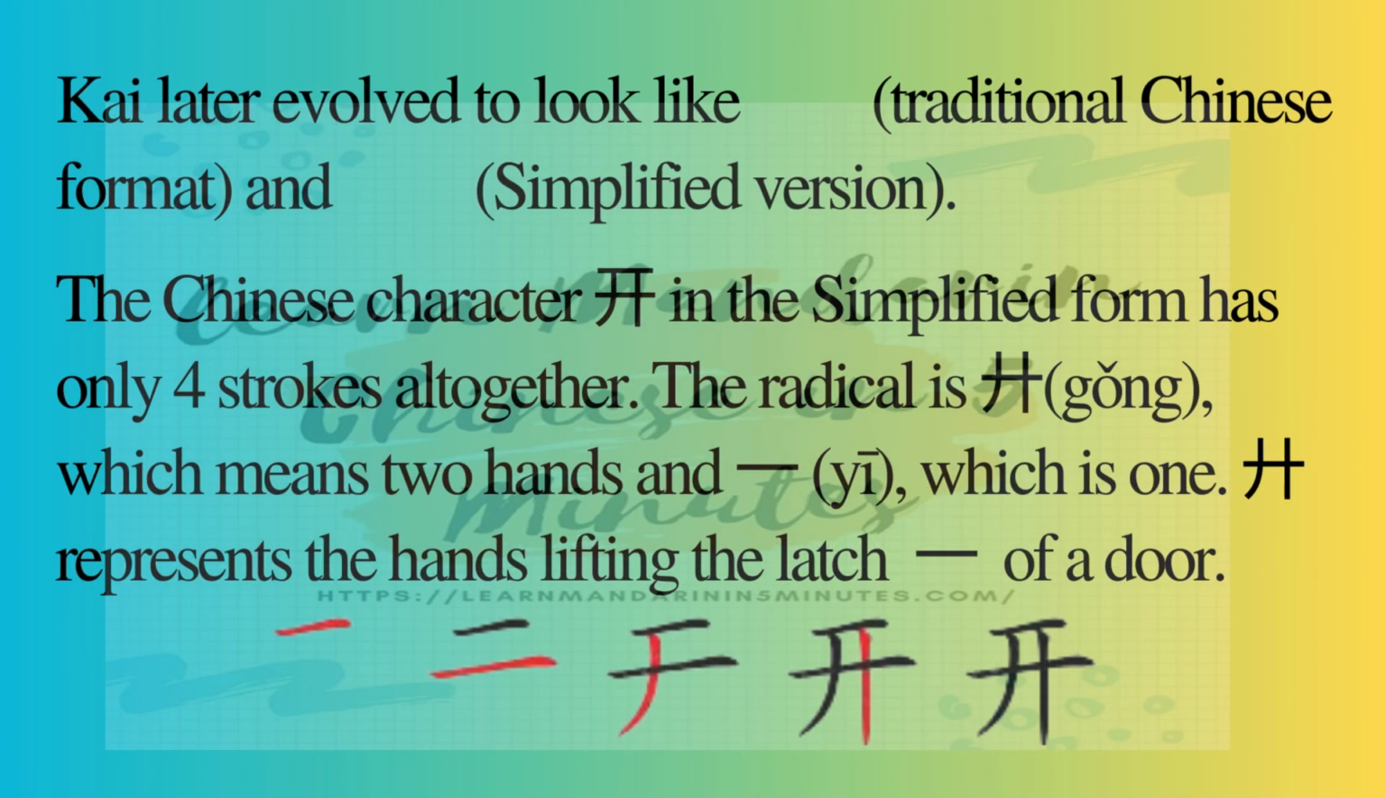Kai later evolved to look like this traditional Chinese format and simplified version. The Chinese character Kai in the simplified form has only 4 strokes altogether. The radical is gǒng, which means two hands, and yi, which is one. Gǒng represents the hands lifting the latch, yi, of a door.